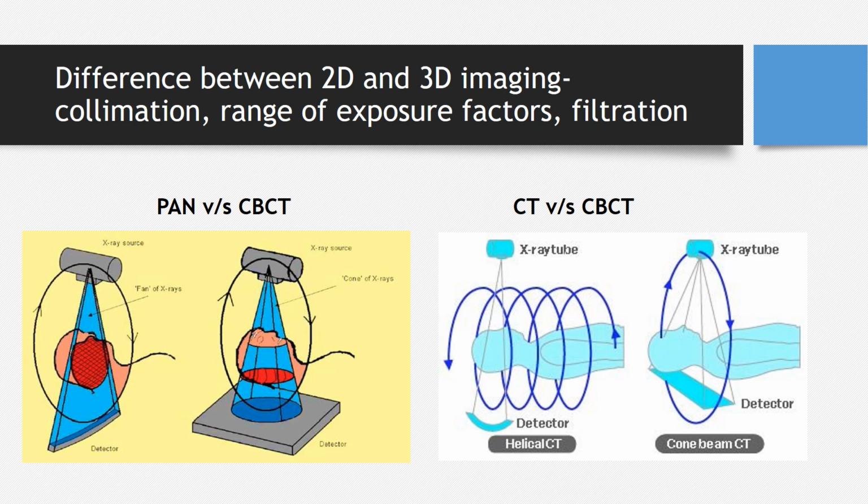When you compare a CT scan versus a CBCT, a helical CT has the X-ray tube and the detectors move in a helical pattern around the patient's body and expose a single area multiple times to give you a 3D volumetric image. Whereas cone beam CT only exposes a conical shape of area within the head and neck region.